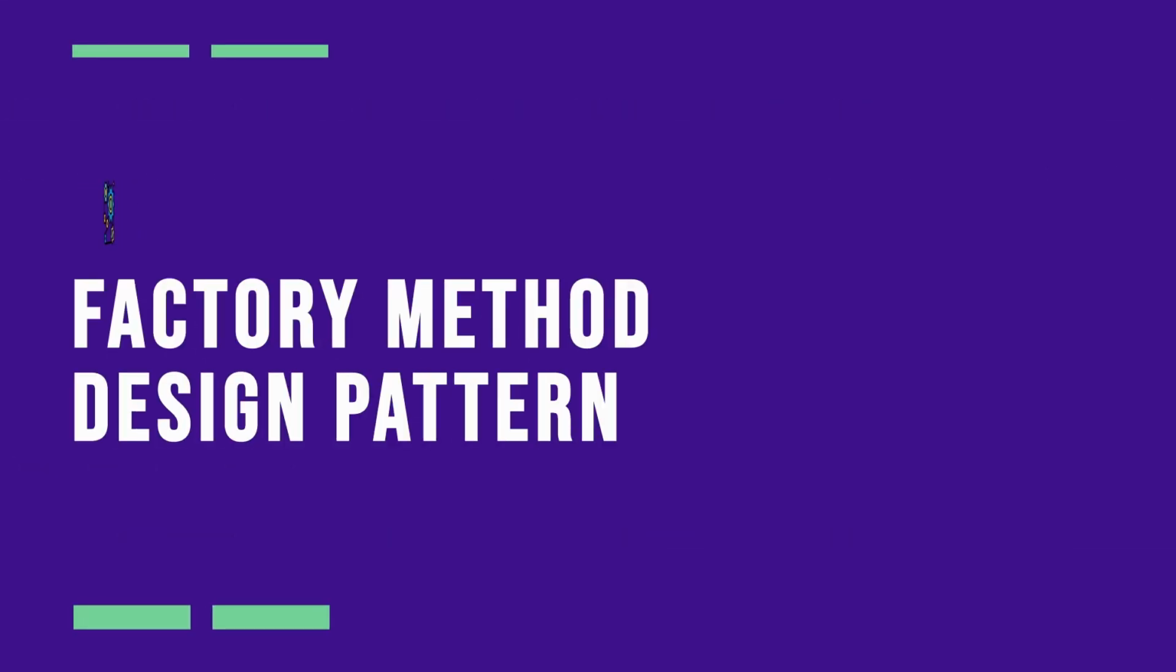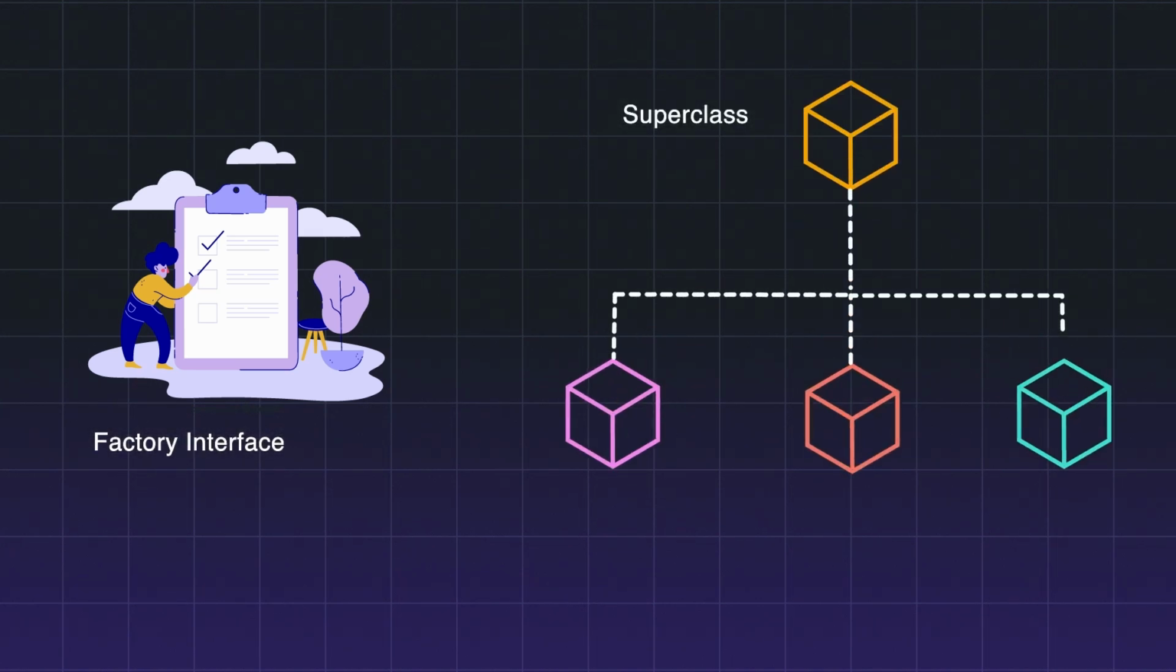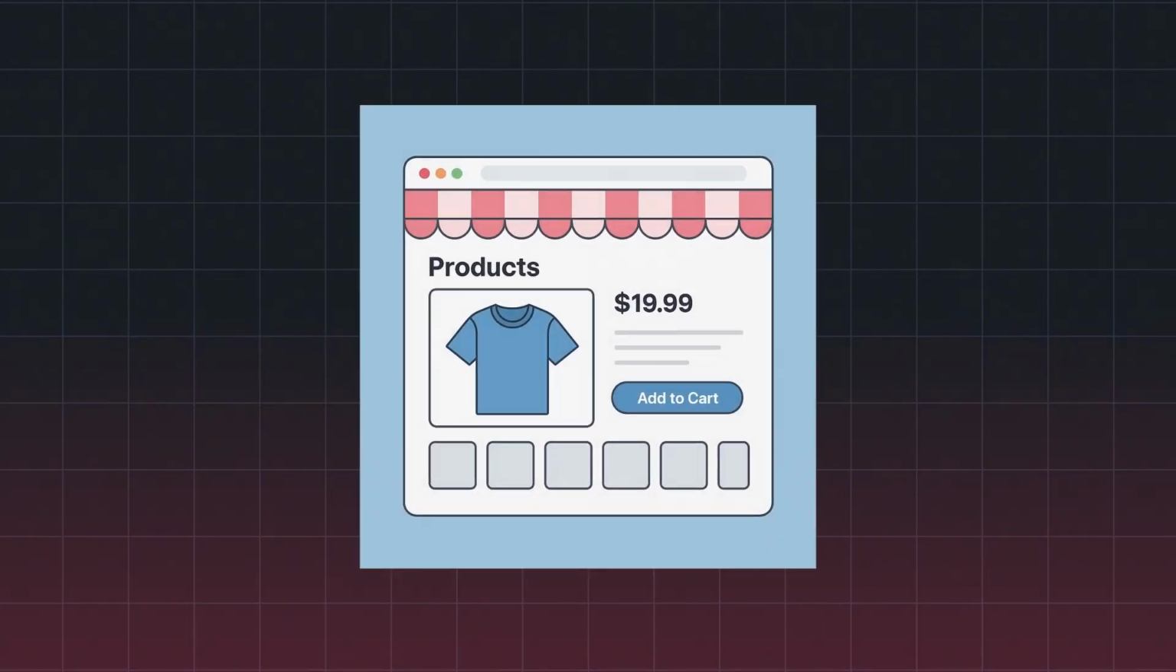Factory design patterns. The factory design pattern is one of the most commonly used creational design patterns in object-oriented programming. It provides an interface for creating objects in superclasses, but it allows subclasses to alter the type of objects that will be created. Here is an example.